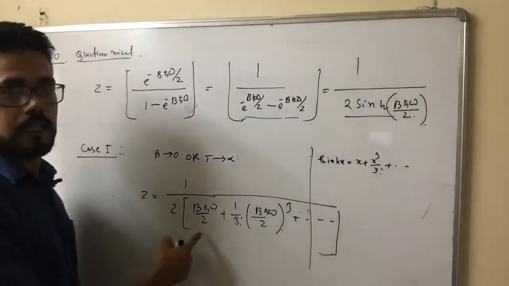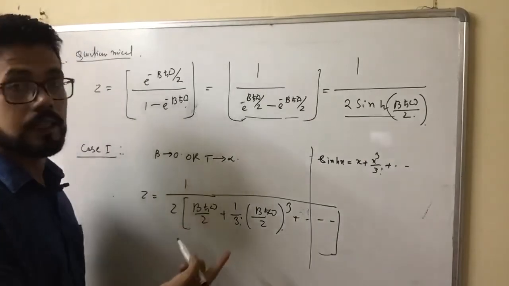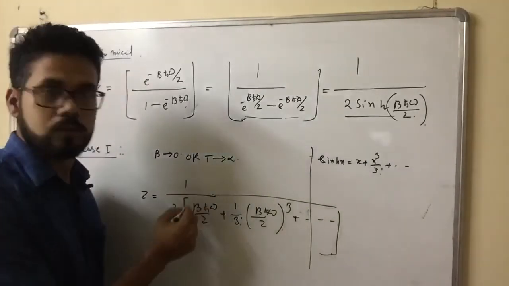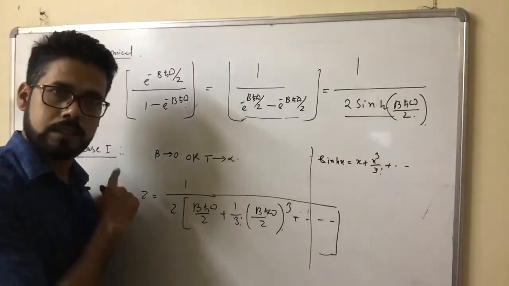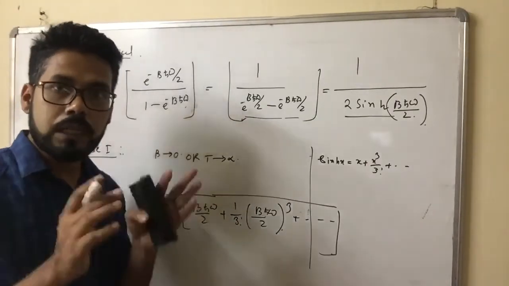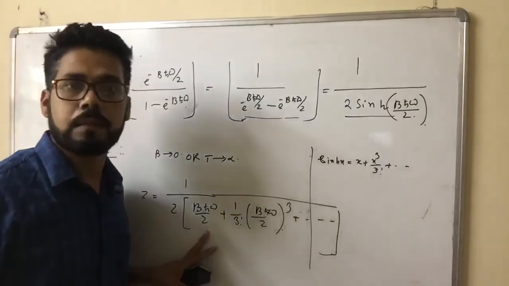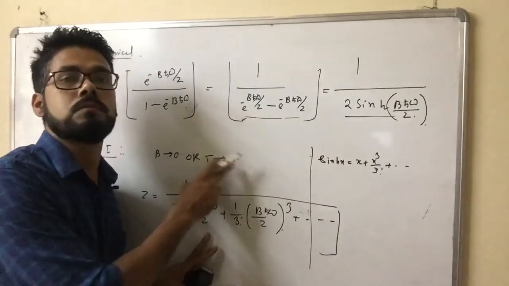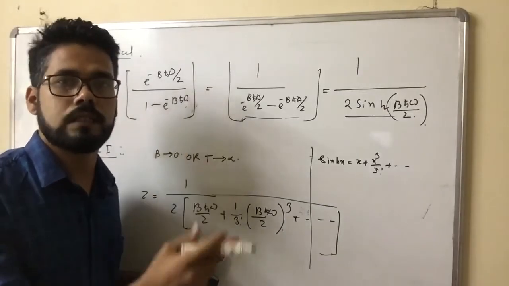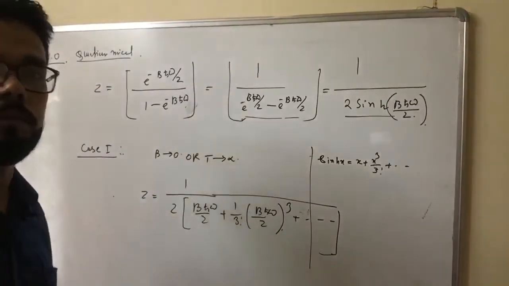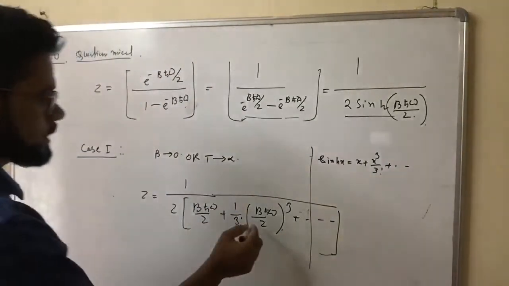So beta means 1 by kT. If temperature is very high, that means this term tends to 0. This term also tends to 0. But this term we have to consider, otherwise everything will be 0. First term you have is the minimum term. Temperature is high, but it is not until T equal to infinity. T tends to infinity does not mean that T equals infinity. T tends to infinity means T is very high. So this term becomes more significant.